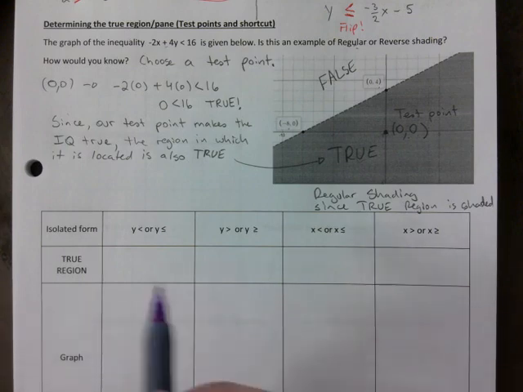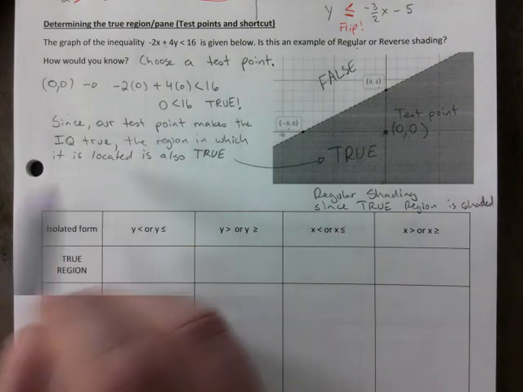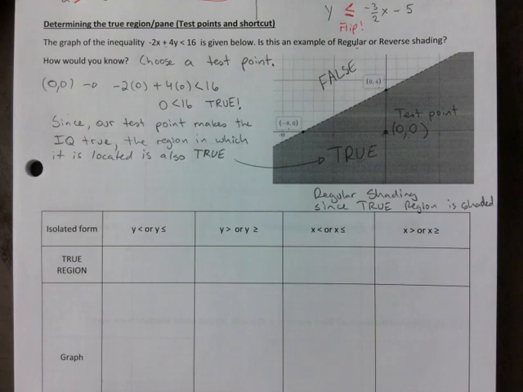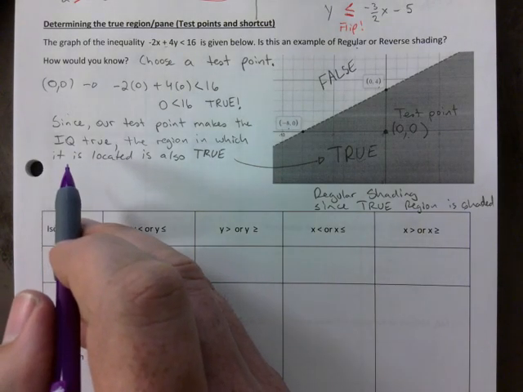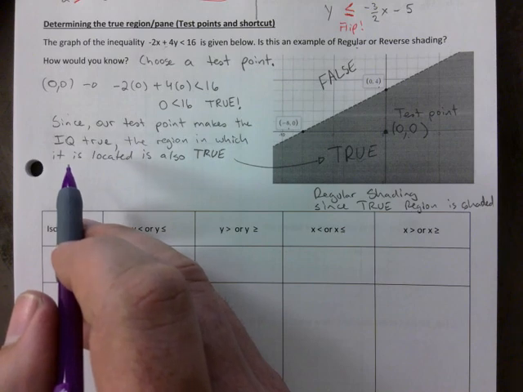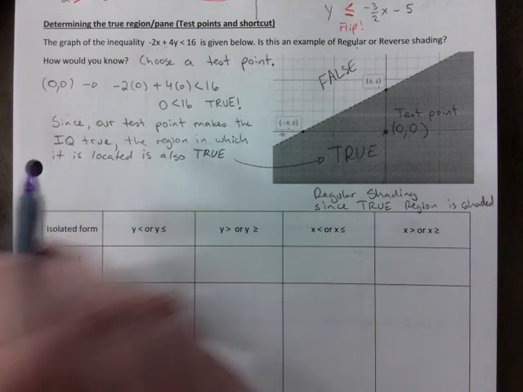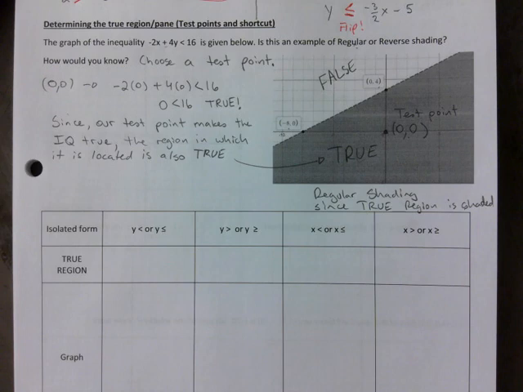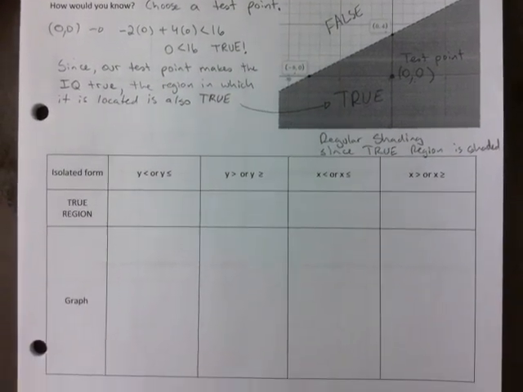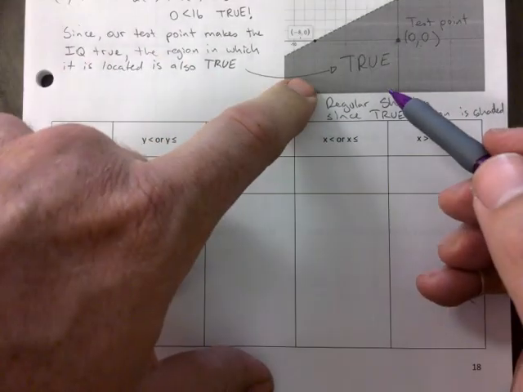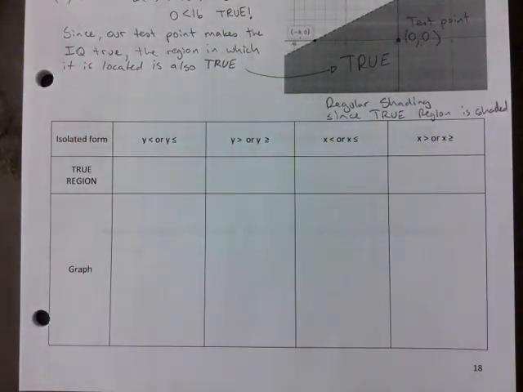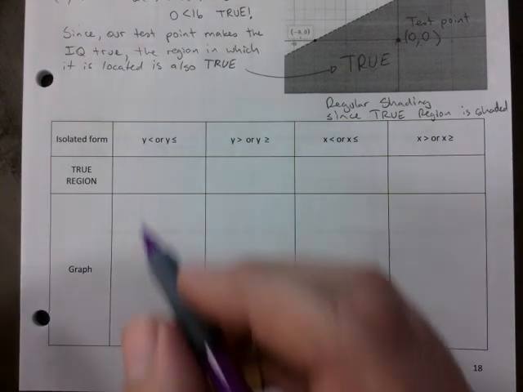I should have made this space a little bigger. Here's the shortcut. I hope you have some space there. No, I'm not going to do that. It's going to mess everything up. But there's a shortcut, okay? And here's the quicker way of doing that. Instead of doing the test point, there's a quicker way, and I'm going to show it to you.